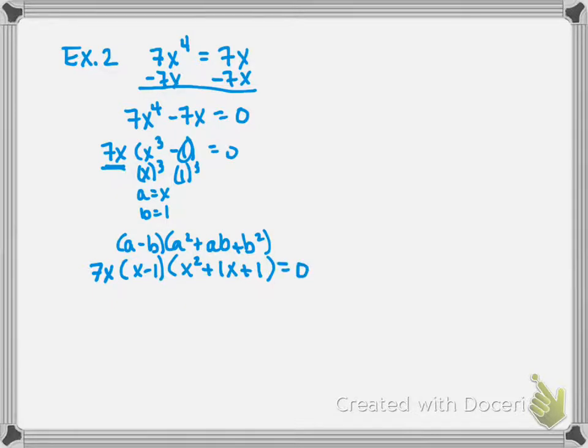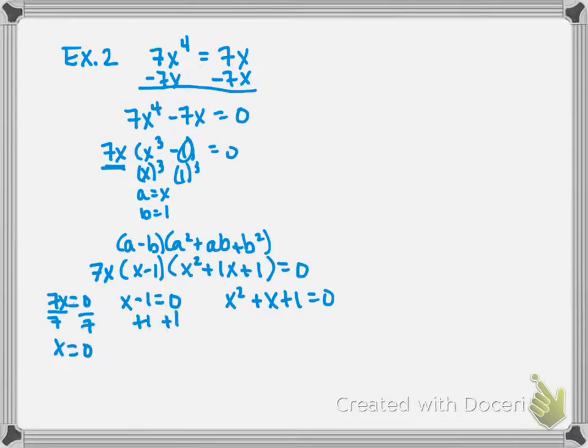Now I need to set all three factors again equal to 0. 7x equals 0, x minus 1 equals 0, x squared plus 1x plus 1 equals 0. Divide by 7, I get x equals 0. Add 1, I get x equals 1. Now this third factor doesn't factor further, and I can't solve it for x other than I can use the quadratic formula, or I could use completing the square. We'll use the quadratic formula.